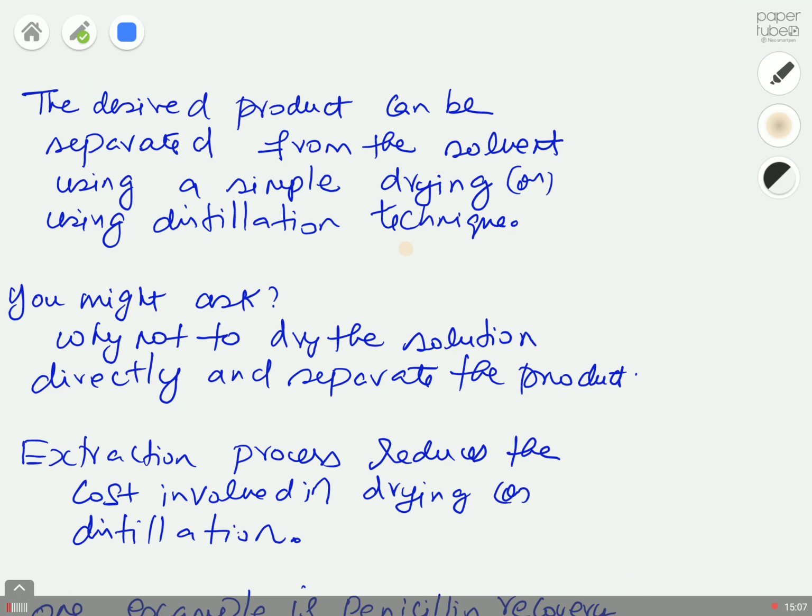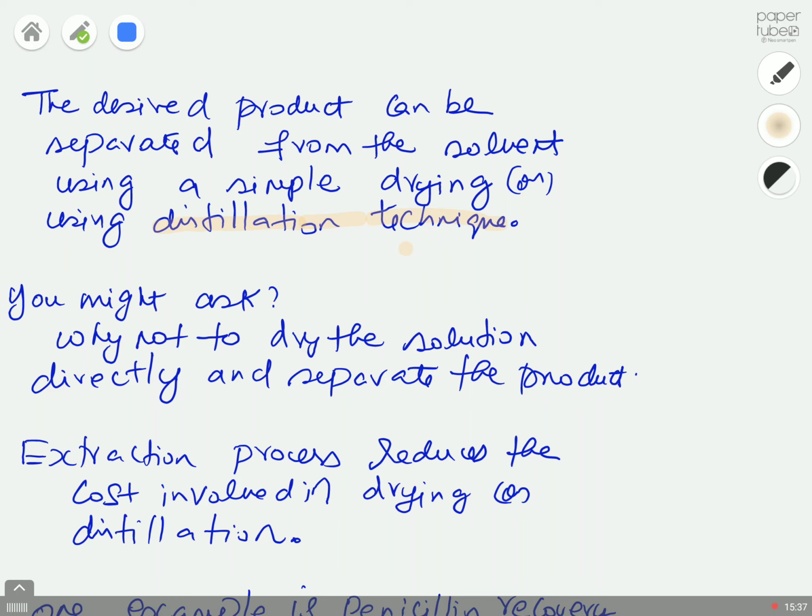Once you have your solute in the solvent, you can separate your solute from that solvent using a simple drying technique, or you can go for a more sophisticated technique like distillation. Distillation is a complex process, but we will come back to it once we finish liquid extraction. First you should know what liquid extraction is, and then we will go on to distillation. Distillation is a bit easier than liquid extraction.